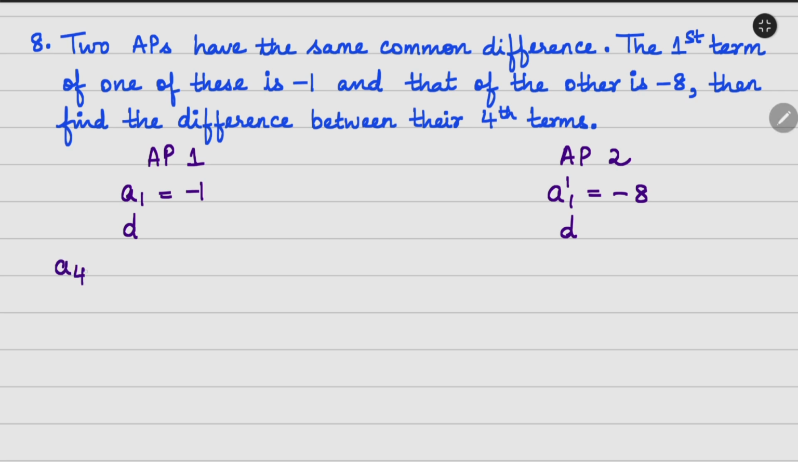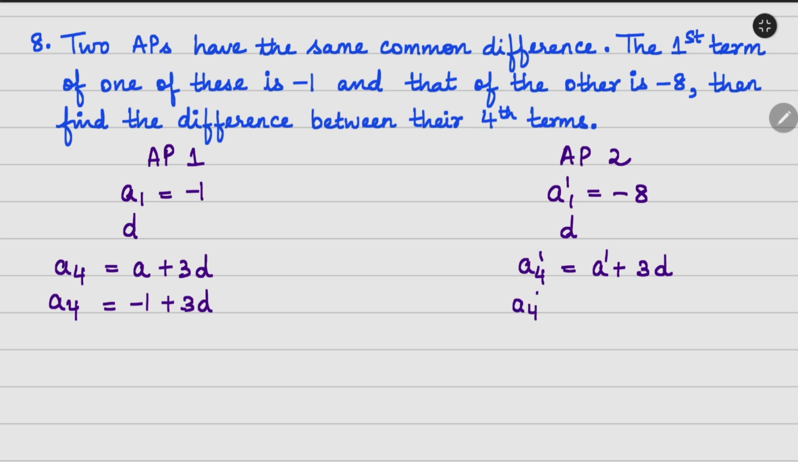So here you have your A4 is equal to A plus 3D. Right? A1 plus 3D. Here you will have your fourth term. We will just put a dash here. Is equal to A1 dash plus 3 into D. Right? Let's substitute. What is A here? Minus 1 plus 3D. This is your fourth term in the first AP. The fourth term in the second AP would be minus 8 plus 3D. You have to find the difference between the fourth terms.